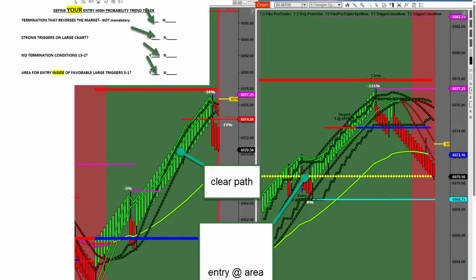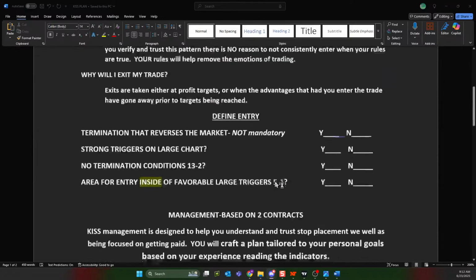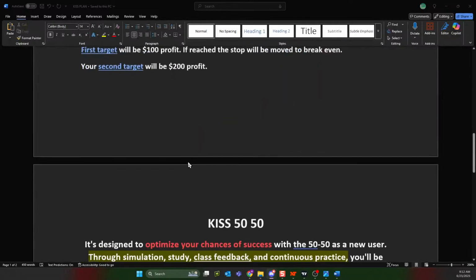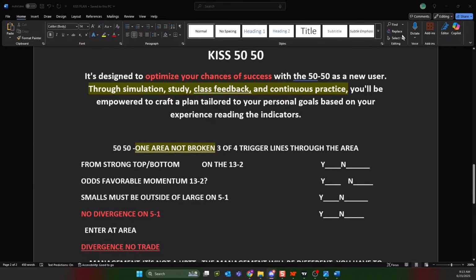And usually what the new users are focused on in the beginning is this one right here, what we call the KISS plan, and I'll drop it in the room for you. And the KISS plan is kind of the best of the best, guys. It's that high probability trend trade. It's that trade where everything is perfect on every chart, where you have strong triggers, you're not trading into lines, and you define an entry. This trade opens the door for a 50-50 trade when those areas have the potential to break. And that's exactly what we just did live in the market. It only had the potential to break because the triggers weren't through, which meant that we managed it assertively.